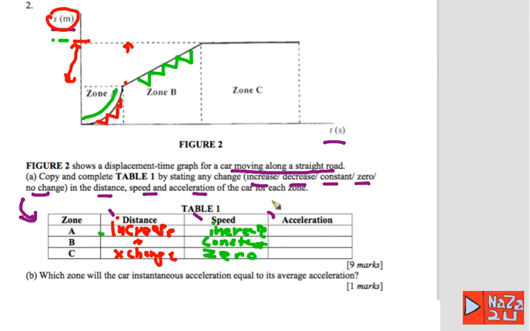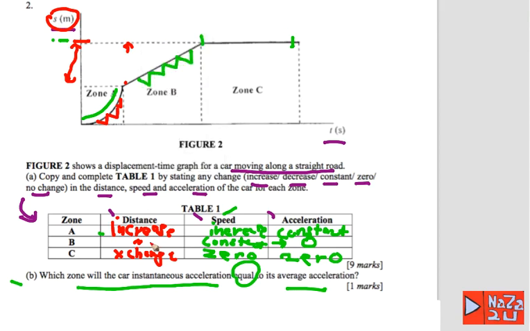And for acceleration, at zone A we have an increase of speed, but the curve graph here refers to constant acceleration. Why? Because the increase of the speed here is constant, meaning we have constant acceleration. And at zone B we have a constant speed, meaning we have zero acceleration. For zone C we have a fixed value of distance, meaning zero speed, and we also have zero acceleration, right?